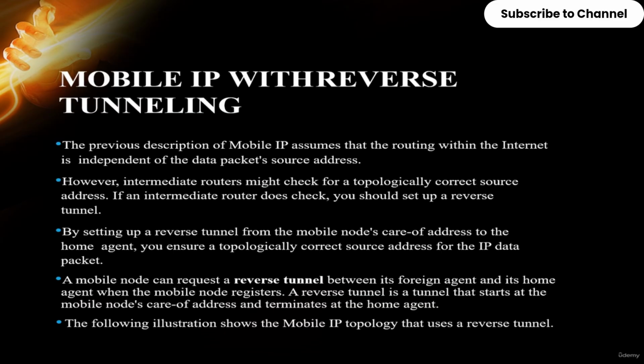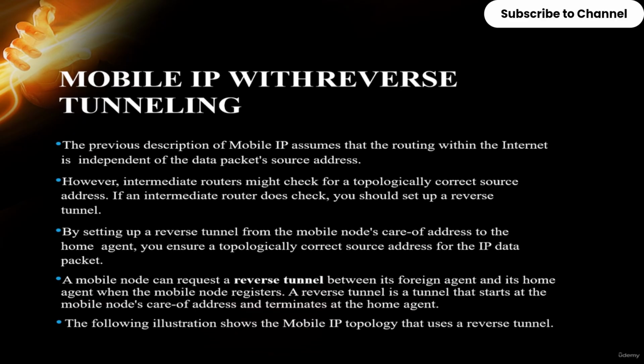So here is mobile IP with reverse tunneling. Reverse tunneling is needed whenever it wants to connect to the current location. So the previous description of the mobile IP, like how many places it travels, all these things will be encapsulated in its header.